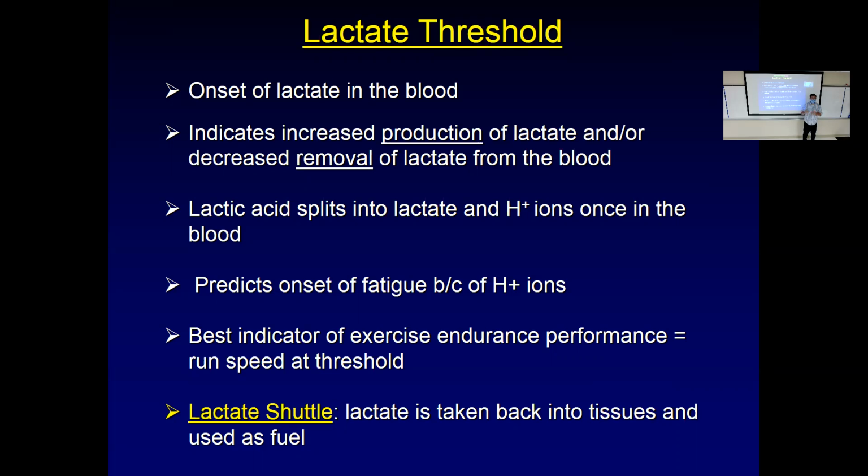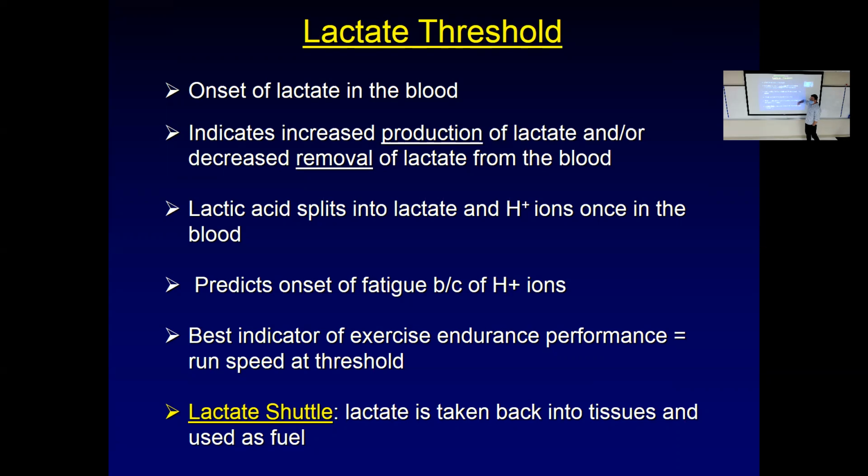Okay? And if we really wanted to, we could spend 3 days talking about all of the individual mechanisms surrounding why removal changes and production changes, and all of those intricate steps. I think it's enough for you guys just to appreciate what's happening. Okay?